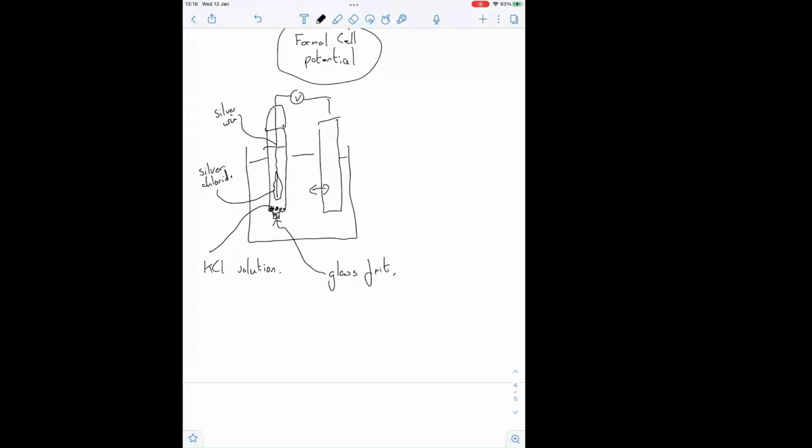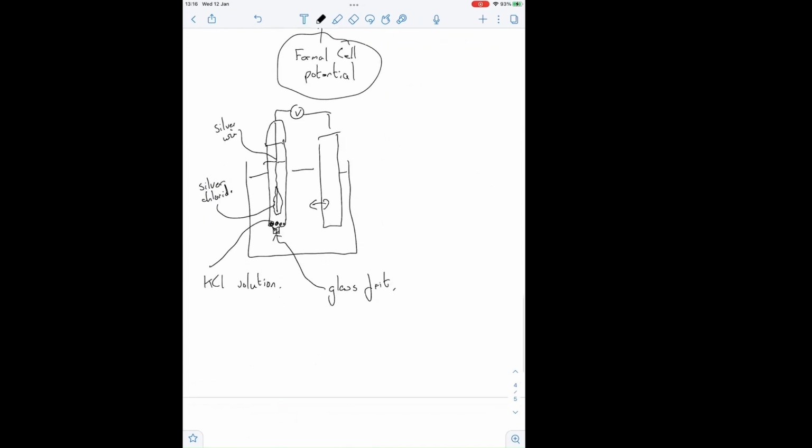So that glass frit is going to let water through and it's going to let ions through. The first thing to say is it's going to let water through. So I can't use this, or if you do see experiments done this way, reference electrode, potassium chloride, right?